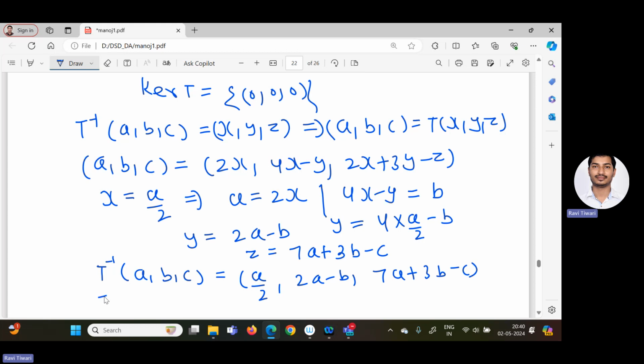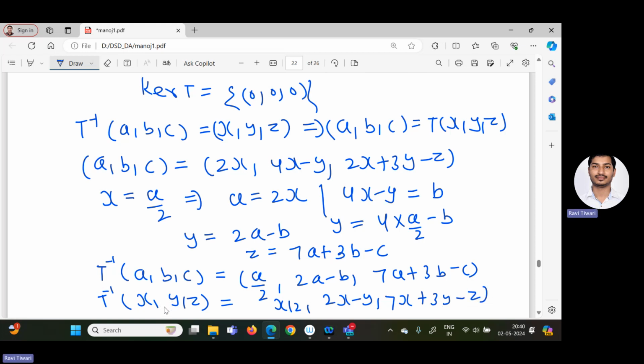If you want, you can convert this by replacing a, b, c with x, y, z. So T inverse of x, y, z will be x by 2, comma 2x minus y, and 7x plus 3y minus z. This we can write as 7x plus 3y minus z.